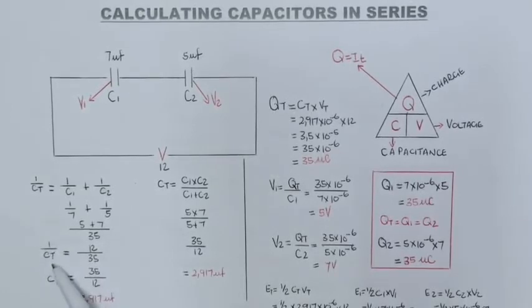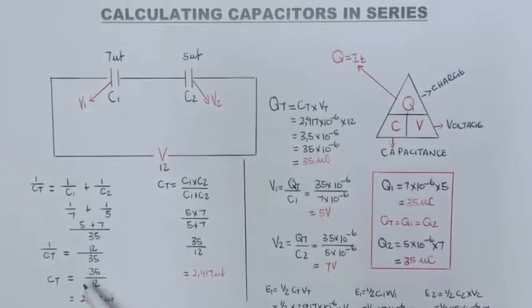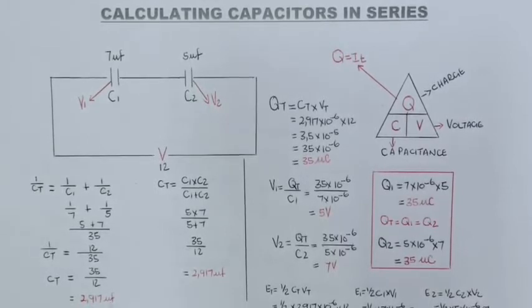Now, that is not what I want. I want CT, which means I need to turn around here and I need to turn around here. What I do on this side, I must do on that side as well. That's simple mathematics. Alright, so my answer then is 2.917 microfarad. That will be my total capacitance.